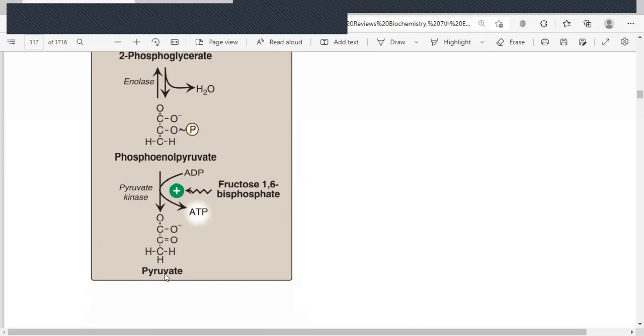In the inner mitochondrial membrane, it will be converted to acetyl-CoA by the pyruvate dehydrogenase complex. That complex has three enzymes, the pyruvate dehydrogenase, two other dehydrogenases, and also a transferase. I will do the pyruvate dehydrogenase complex later. But what about anaerobic? Anaerobic is still not done. So in anaerobic, we simply convert the pyruvate to lactate.